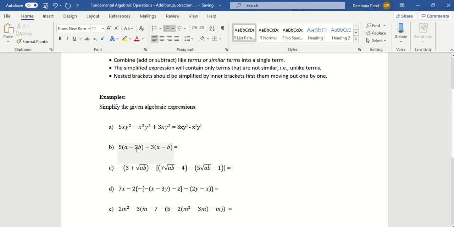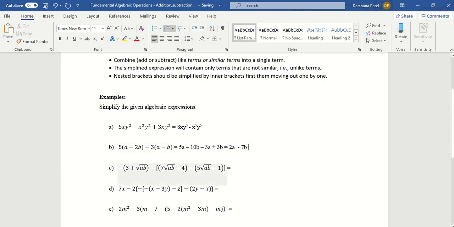Okay. For this one, multiply coefficients inside the bracket. 5 times a will give us 5a. 5 times negative 2b will give us negative 10b. Subtract, similarly 3 multiplied to a inside the bracket will be negative 3a, and negative 3 times negative b will be positive 3b. And then we check, are there all unlike terms? No, there are some like terms, meaning that we can simplify further. 5a minus 3a will be 2a, negative 10b plus 3b will be negative 7b.